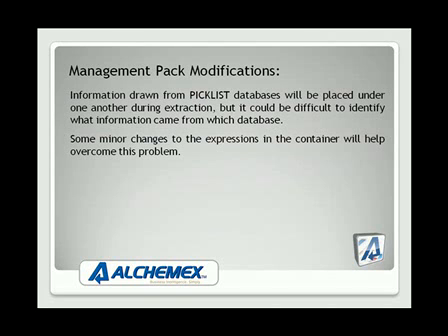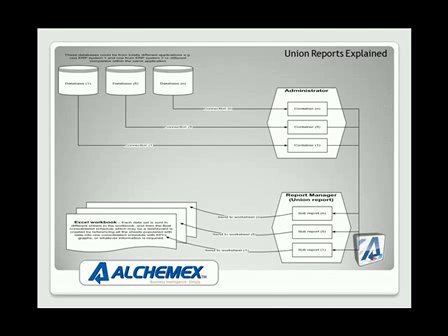There are also some modifications that are needed within your management pack for ease of use. You are able to modify your management pack to include your company details so that when you consolidate your data, next to your account number you could have your company name. Information drawn from Picklist databases will be placed under one another during extraction, but it could be difficult to identify what information came from which database. Some minor changes to the expressions in the container will help overcome this problem.